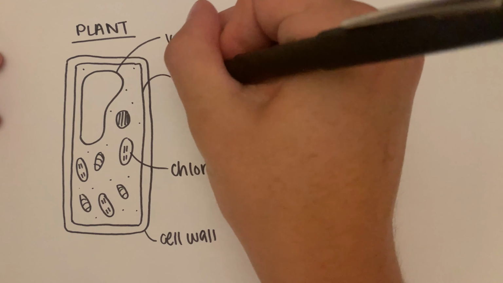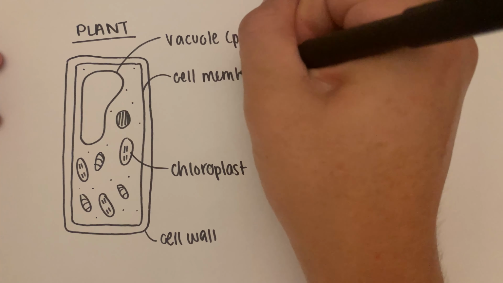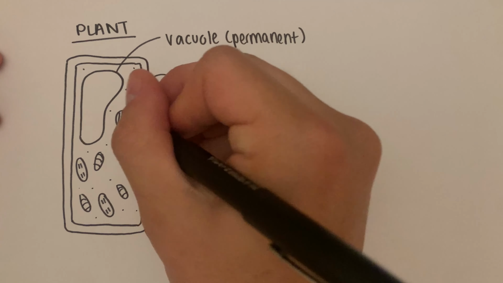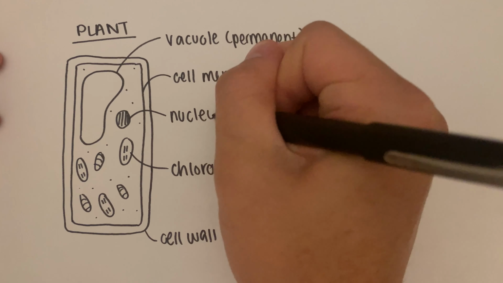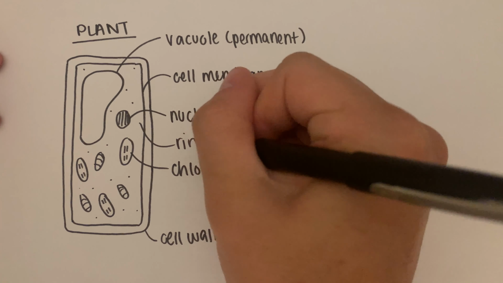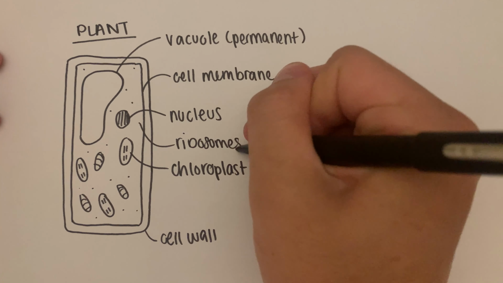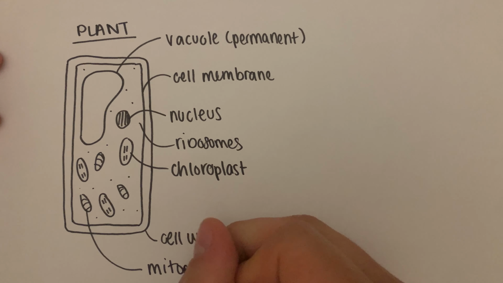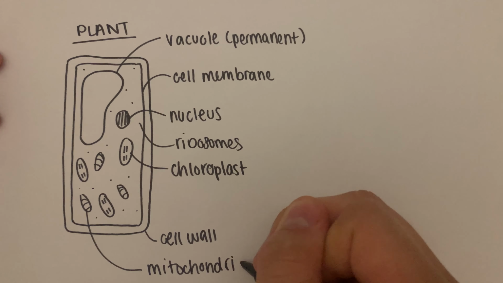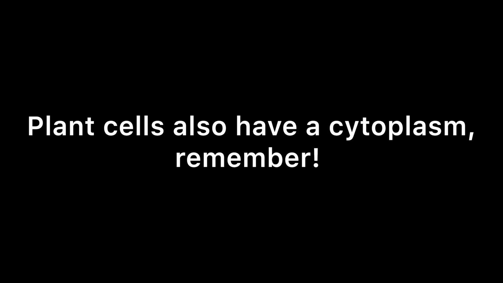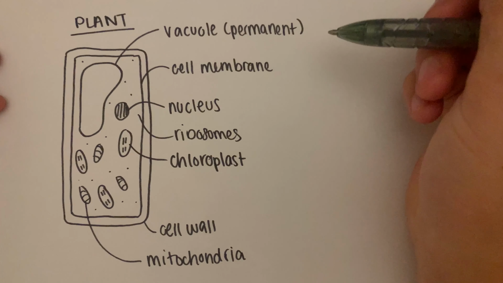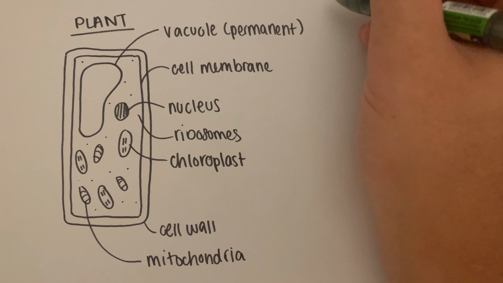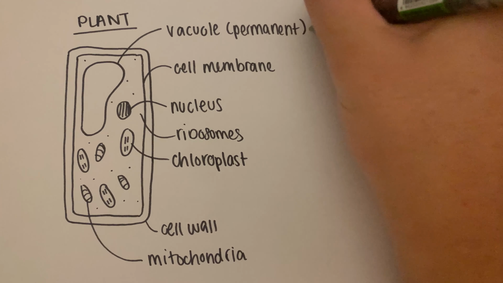So obviously the plant cell has the same cell membrane, just like an animal cell. It also has the nucleus. It also has ribosomes. It also has mitochondria. So obviously we're going to go over the functions of all of these again, plus the new structures that we just learned about. So we've got the vacuole.